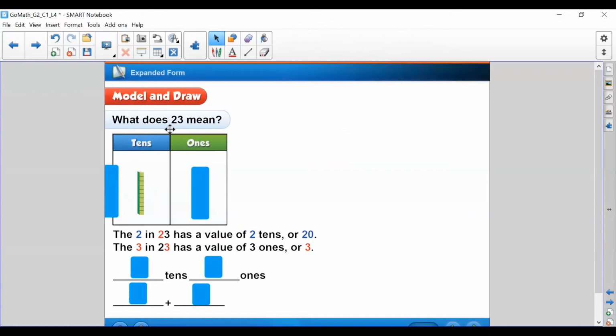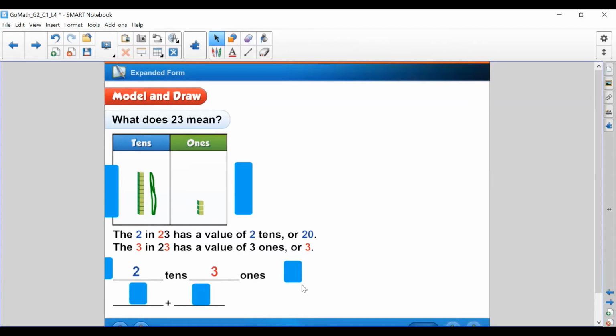Oh, there's 1 ten, but actually there should be 2. So I think we'll have to draw another one. There, another little ten. So there's 2 tens in 23 and 3 ones. So the 2 in 23 has a value of 2 tens or 20. See, 10, 20. And the 3 in 23 right here has a value of 3 ones or 3. So how many tens? 2. And how many ones? 3.